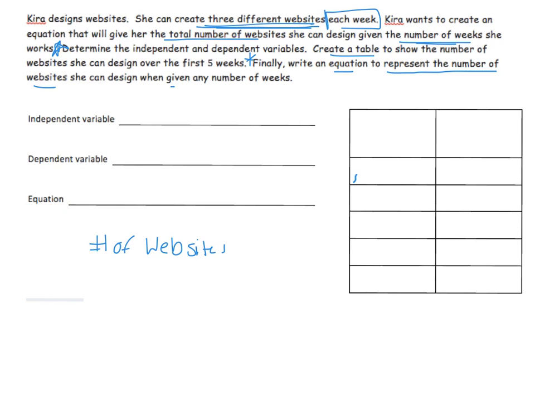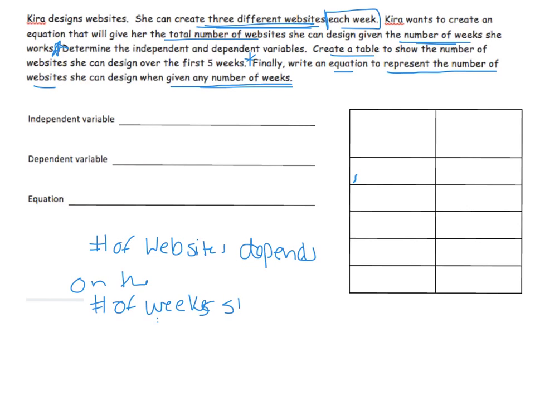She can design for any number of weeks. So number of weeks. Those are our 2 variables. Which one is the dependent? Which one is the independent? It's easier for me to make a statement. Does the number of websites depend on the number of weeks, or does the number of weeks depend on the number of websites? The number of websites depends on the number of weeks she works.